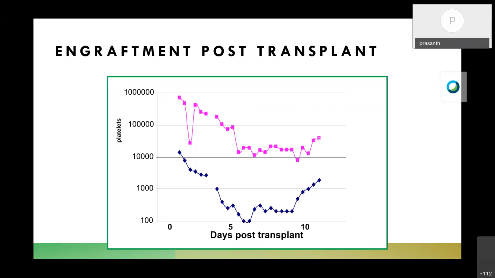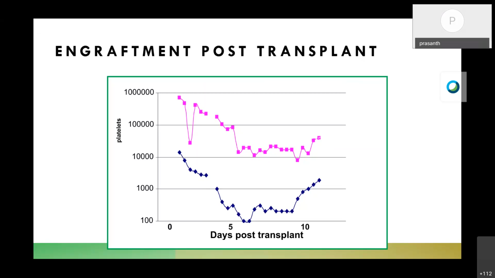This is showing the engraftment process post-transplant, the platelets and the neutrophils. So as you can see, if you start the conditioning, the pink graph shows the platelets from about 100,000. The platelets drop to about 10,000, remain low for about 5 to 10 days, and in the second week they start going up. And generally, once they cross 20,000, we are happy, and the bleeding risk is significantly low.